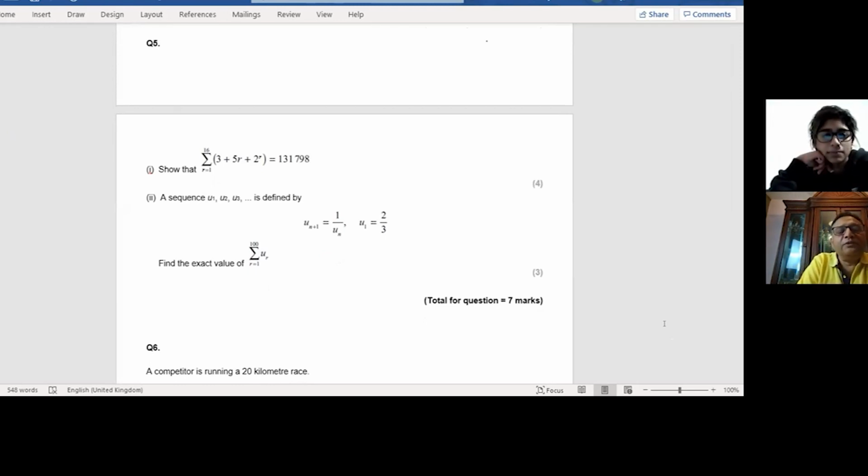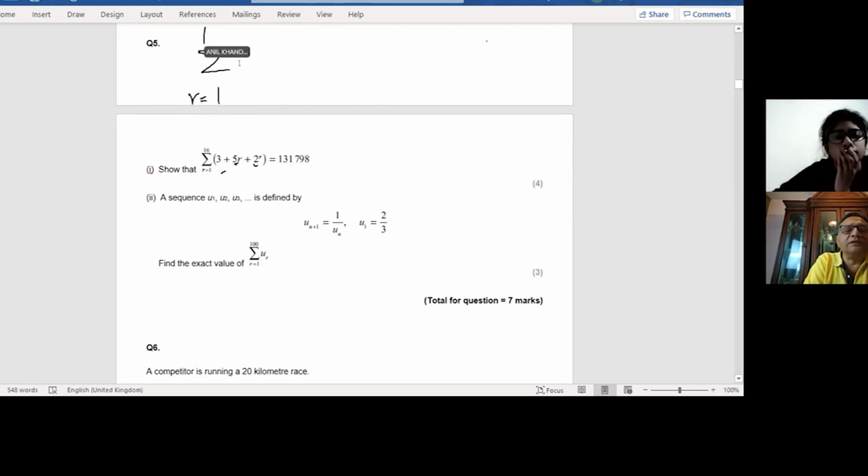Correct. So here you need 2 formulae, well, rather 3. Let me just split this and write nicely what this is. It is sigma of first term, r equals 1 to 16, right? And the first term is 3.